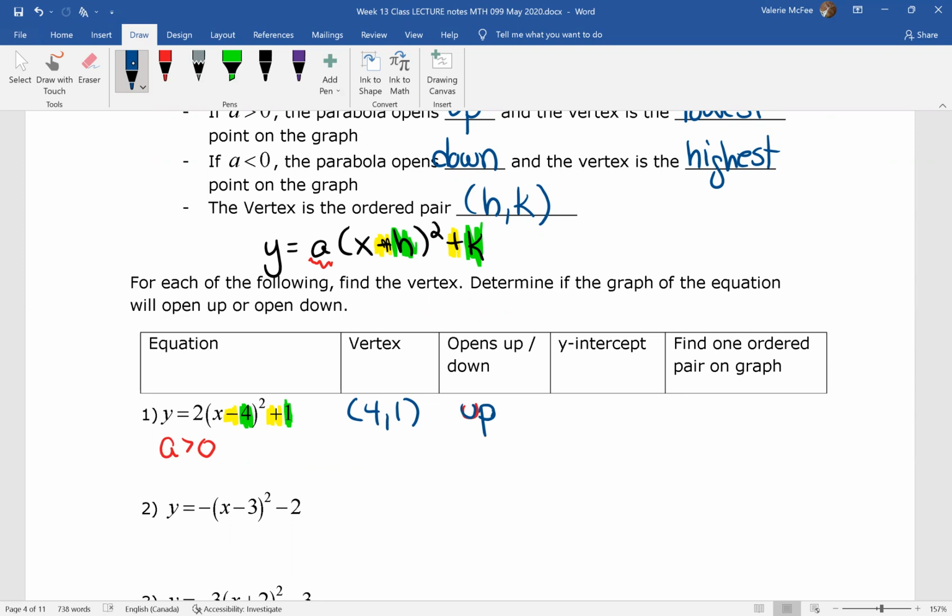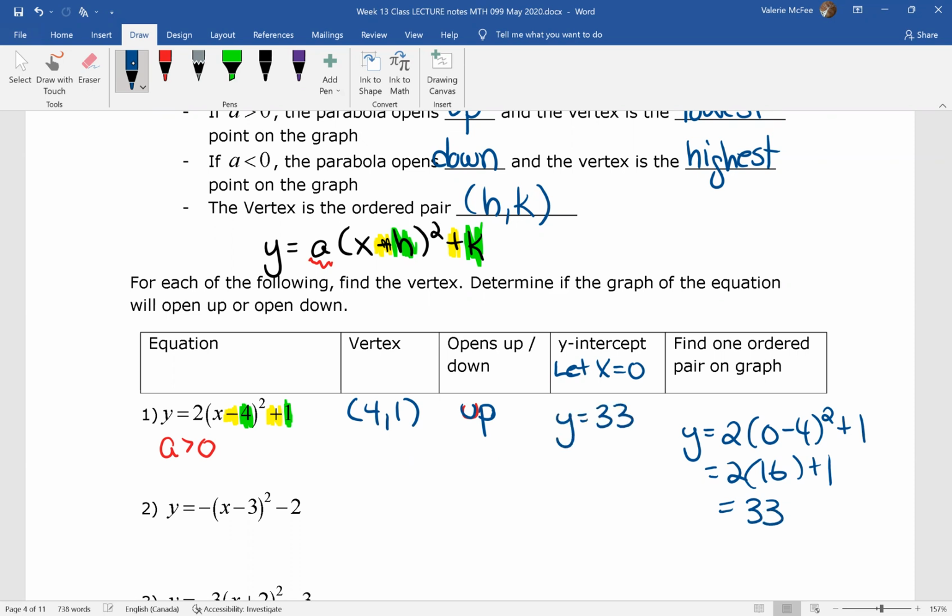What's the y-intercept? Well, how do we find a y-intercept? We have to let x equal 0. Why don't you figure that out on some paper? I'll do it over here and then erase it. y equals 2 times (0 minus 4) squared plus 1. Negative 4 squared is 16. Here we go. My y-intercept is y equals 33.